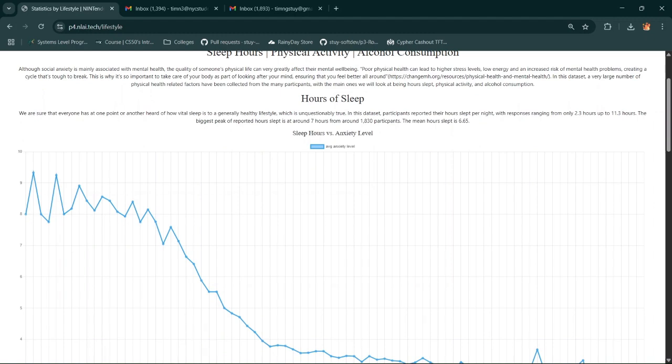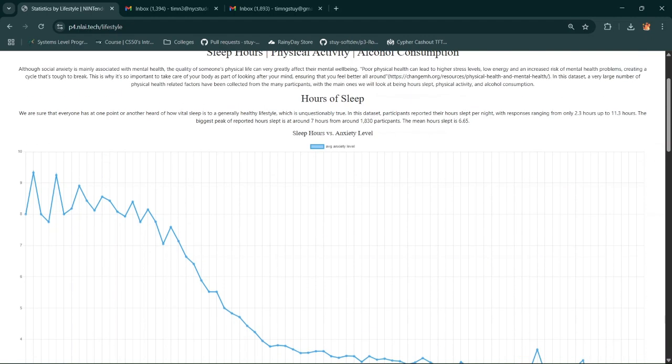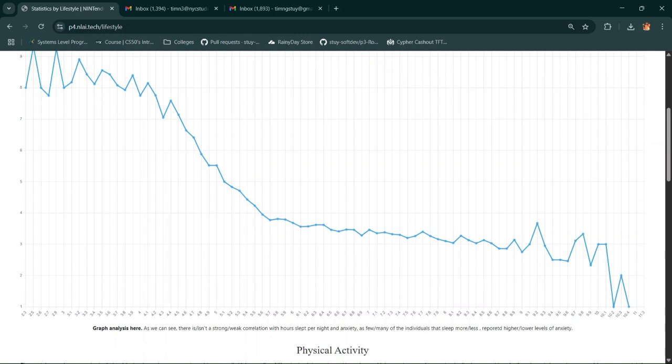So let's start with sleep, because it's the one thing that we all know none of us are getting enough of. In our data set, participants reported sleeping anywhere from a shocking 2.3 hours to a luxurious 11.3 hours per night, with the most common response being around 7 hours, and an average of 6.65. It's not bad. Could be a lot better though.